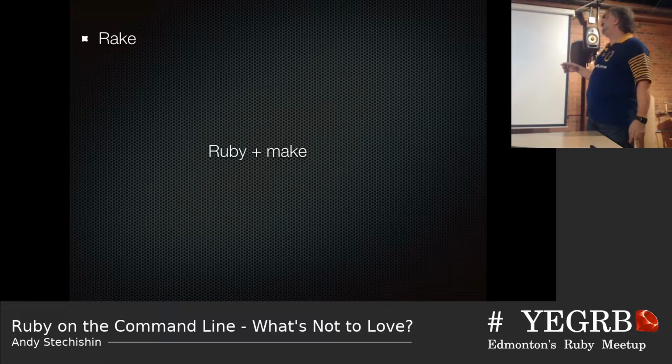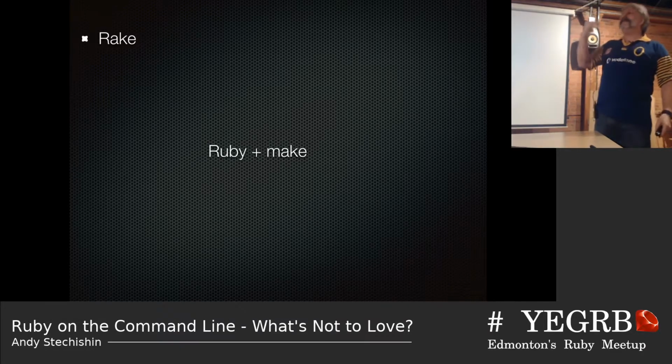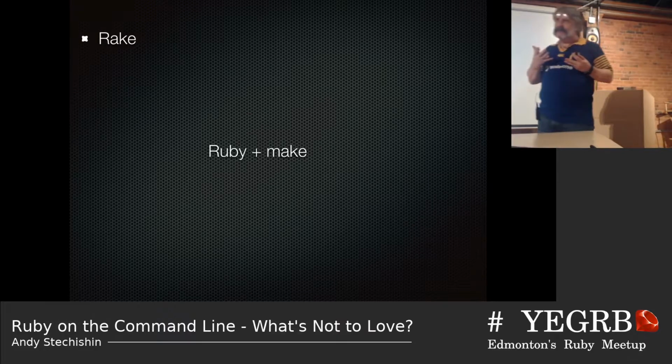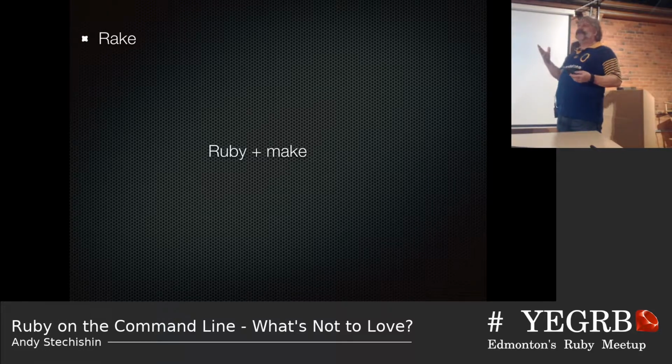So what happened is in the early days of Ruby, a guy named Jim Weirich, who actually had far more inappropriate facial hair than I have, built this utility called Rake.